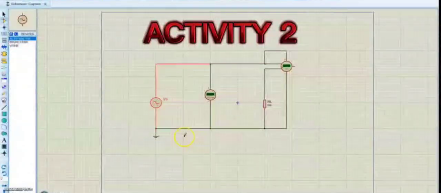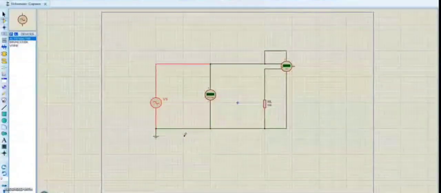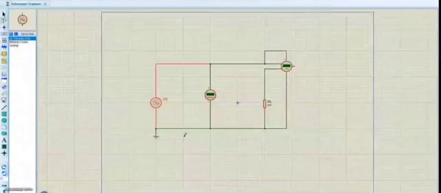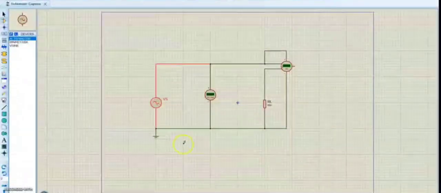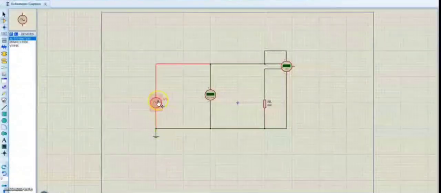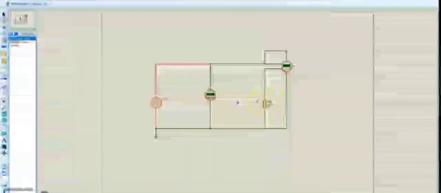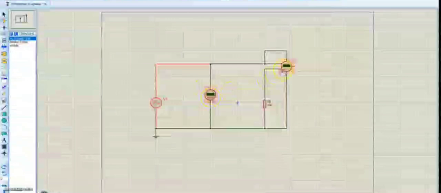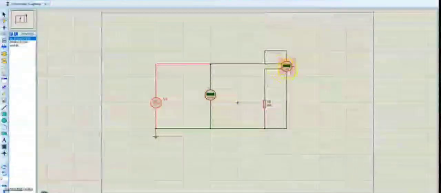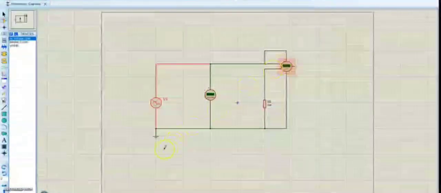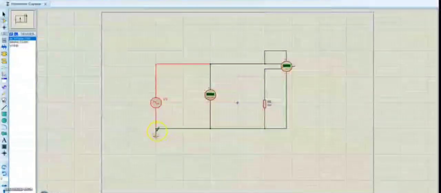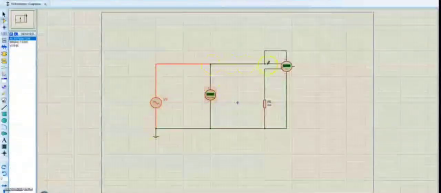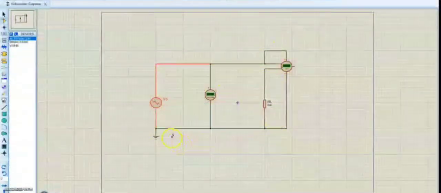For activity 2, we need to build the circuit connection for power measurement in an AC circuit by using Proteus software. First we set up the AC voltage supply, which is an alternator. Then we add the resistance for load, and set up the AC voltmeter and also the wattmeter to measure the power. Then we add the ground and connect the wires for the circuit.